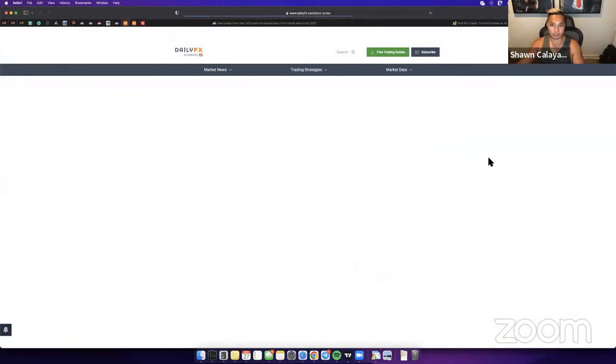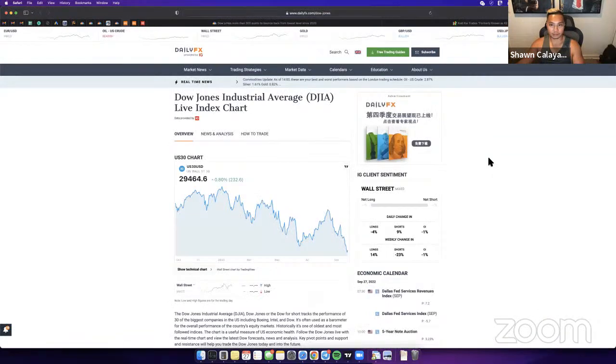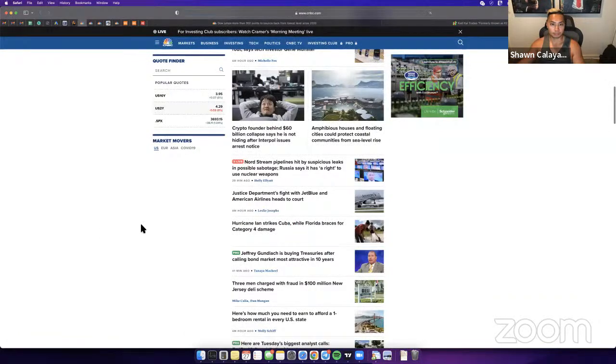Take a look at sentiment again. Sentiment is back to 70% long. So I'm still looking for sells here. You can see that people are still looking to buy the dip. People are bandwagoning onto these buys right here. As price comes back down, they're going to get stopped out again.